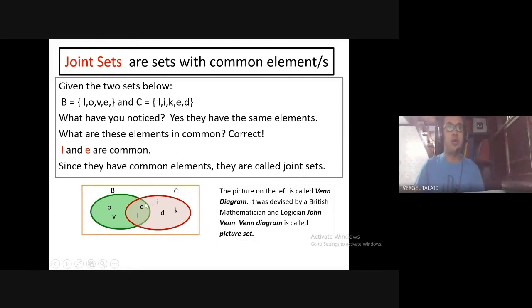We're going to draw a Venn diagram. Actually, this is the Venn diagram. It was devised by a great British mathematician and logician John Venn. So a Venn diagram is called a picture of sets. Murag gipictura na ang set. We have circles, we have a rectangle. In the green one, we have set B. In the pink one, we have C. Set B has love, and set C has liked. But take note that L and E are common between B and C. So nag-overlap sila dira. That's why it is called join. Nag-join sila sa L and sa E.